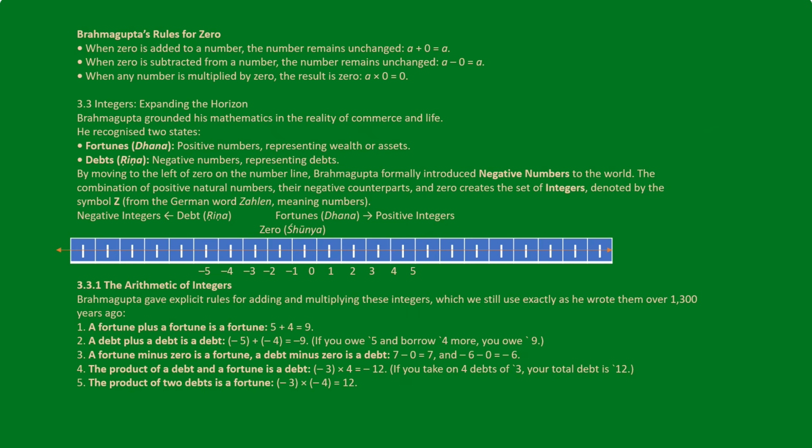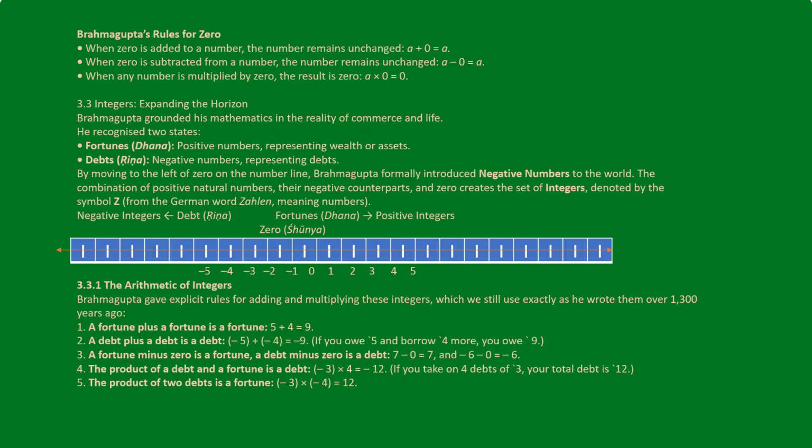Now, let's look into what integers are. We are expanding still further to learn about the next set of numbers, which we can call the integers. Integers, we very well know, include the positive numbers, the negative numbers, and zero as well. In ancient India, the positive and negative numbers were interpreted as fortunes, or the dhana.